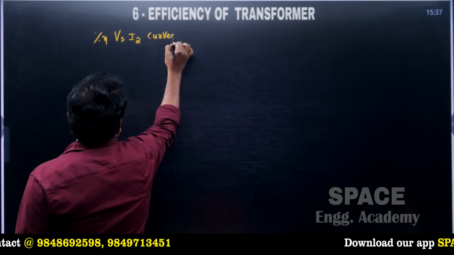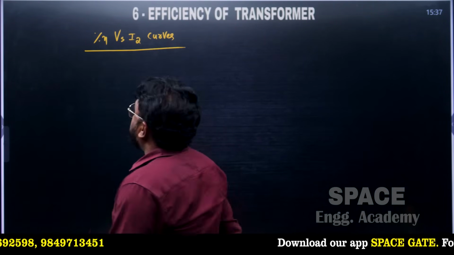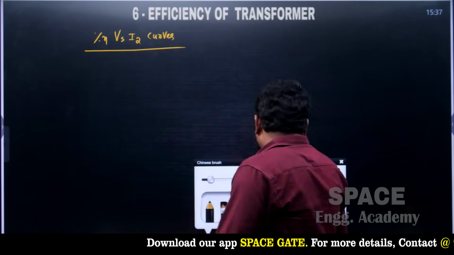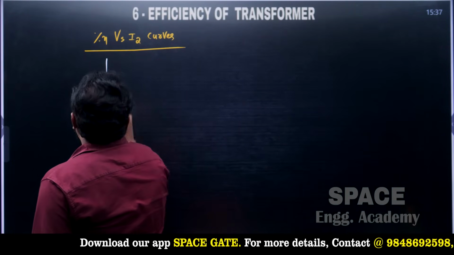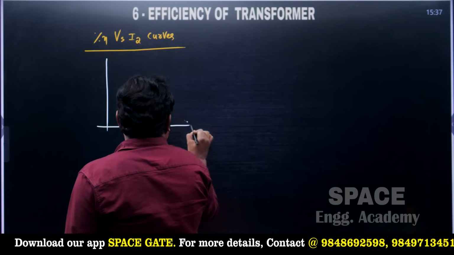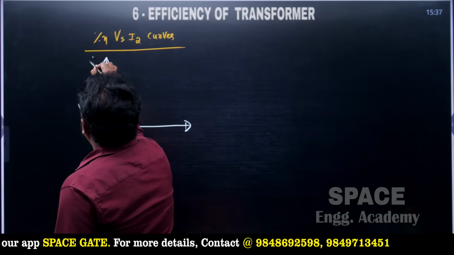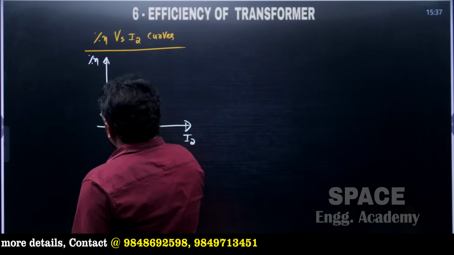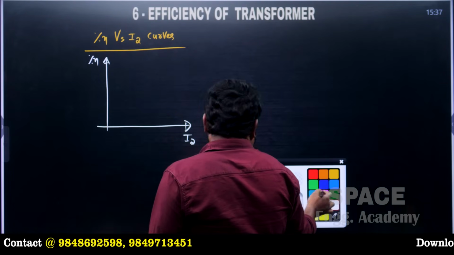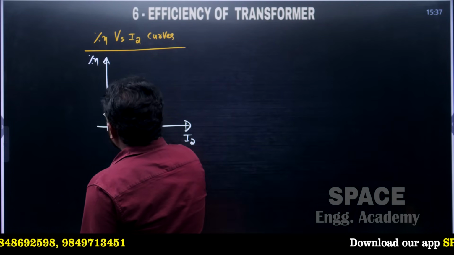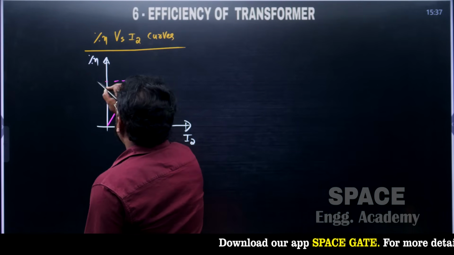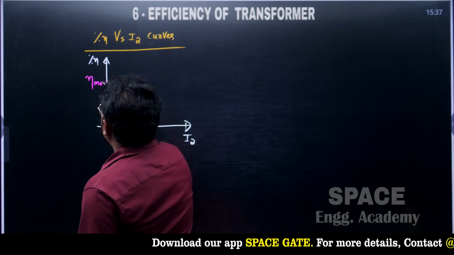సో ఈ కర్వ్ నుంచి కూడా క్వశ్చన్ అడిగే ఛాన్సెస్ ఉంటుంది. పర్సెంటేజ్ ఎఫిషియన్సీ వర్సెస్ ద లోడ్ కరెంట్ కర్వ్. సో పర్సెంటేజ్ ఎఫిషియన్సీ అంటే, లెట్ us take percentage efficiency on y axis, percentage efficiency of the transformer, and this one is the load current. So as load current increases, percentage efficiency increases and reaches the maximum value. సో ఇక్కడ మ్యాక్సిమం ఎఫిషియన్సీ అనేది వస్తుంది.